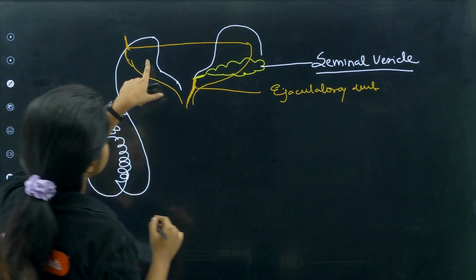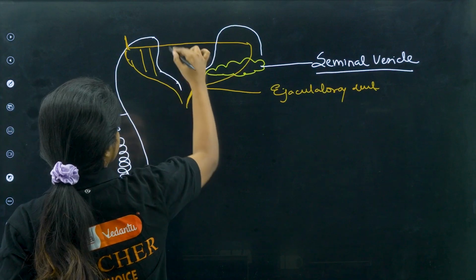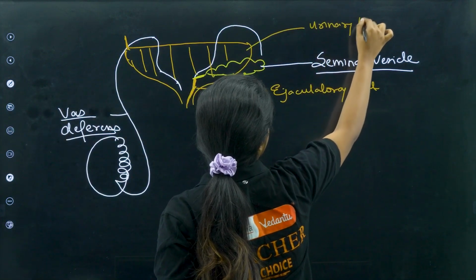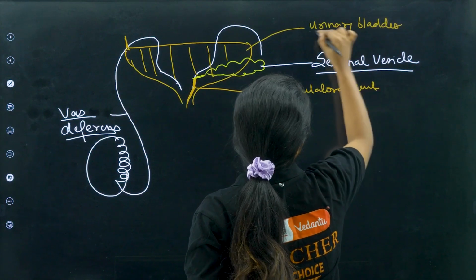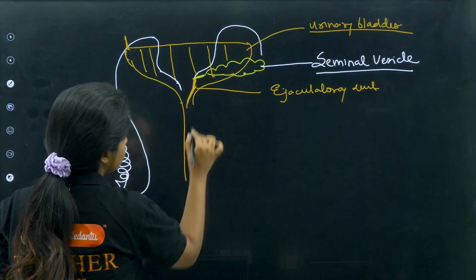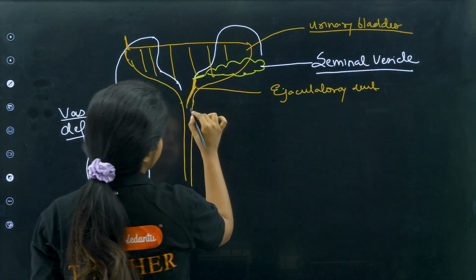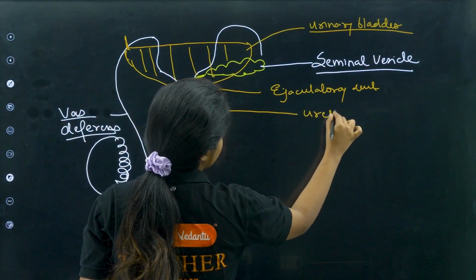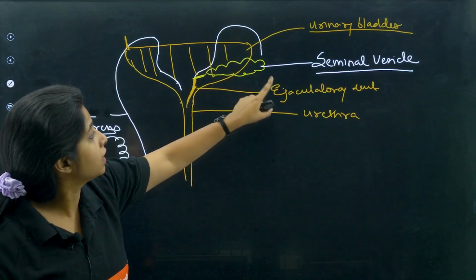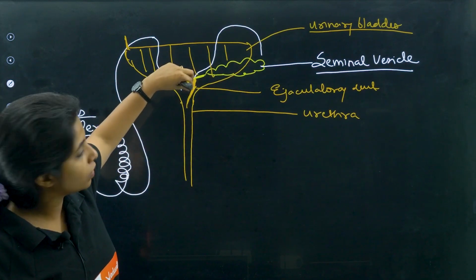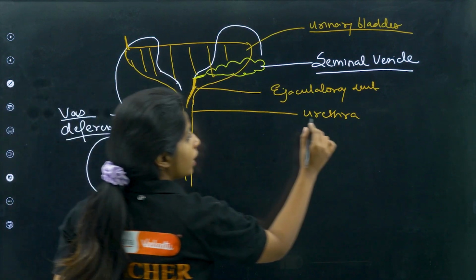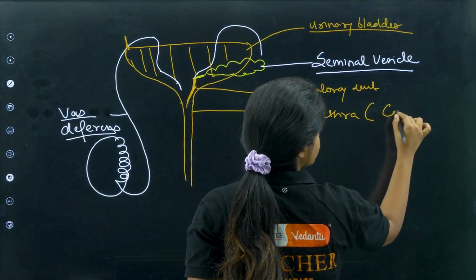Now listen, this is the urinary bladder. This thing that you see over here is the urinary bladder. Now urinary bladder, what does it store, children? Urine. And urine moves out from the urinary bladder with the help of something known as what? Tell me. It is the urethra. The vas deferens which is coming over here is getting secretion from seminal vesicle, it is opening into the ejaculatory duct, then to the urethra.